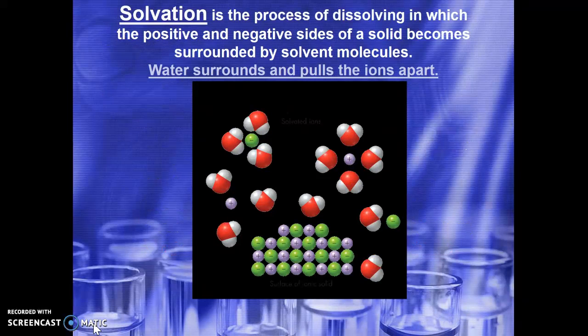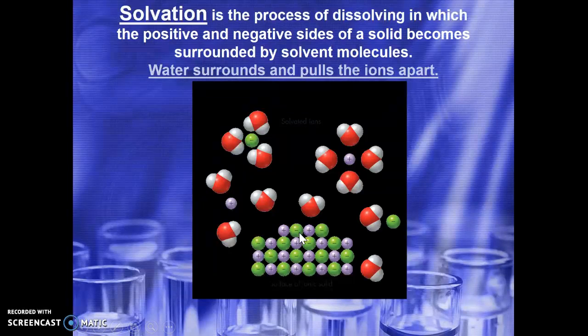So how do solutes dissolve in a solvent? Well, this process is actually called solvation. Solvation is the process of dissolving in which positive and negative sides of a solid become surrounded by your solvent molecules. So in the picture here, I have sodium chloride. So we have an ionic solid at the bottom. I can tell it's an ionic solid because I've got a positive cation and a negative anion.